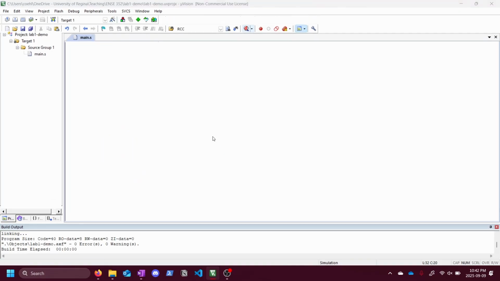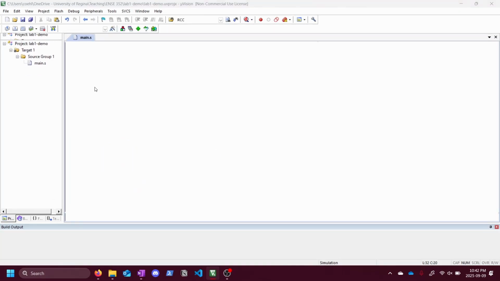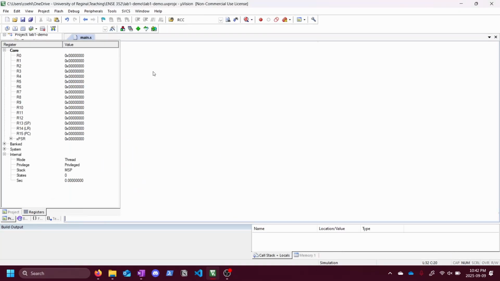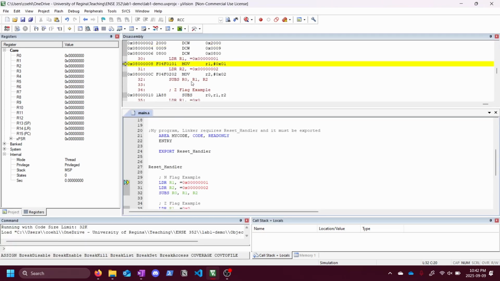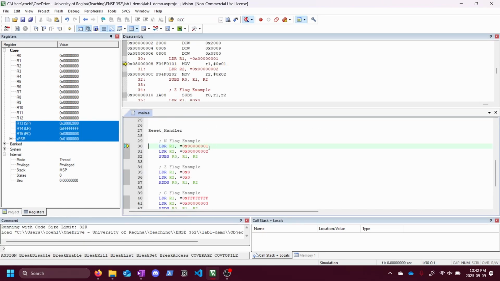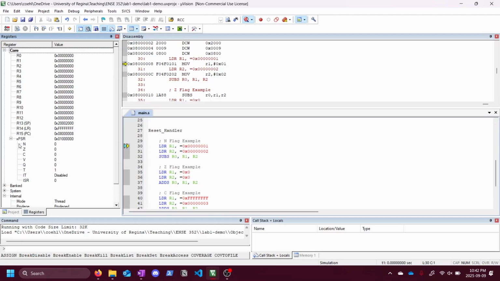So I'm going to pop into debug mode here, and we're just going to run through it. We're going to start off with an example of the N flag being set. So that is this flag in our debugger right here.